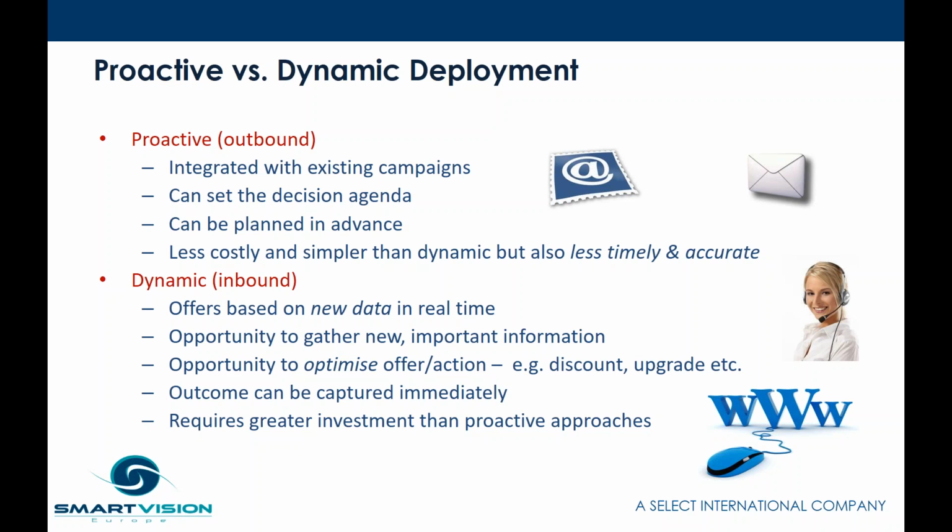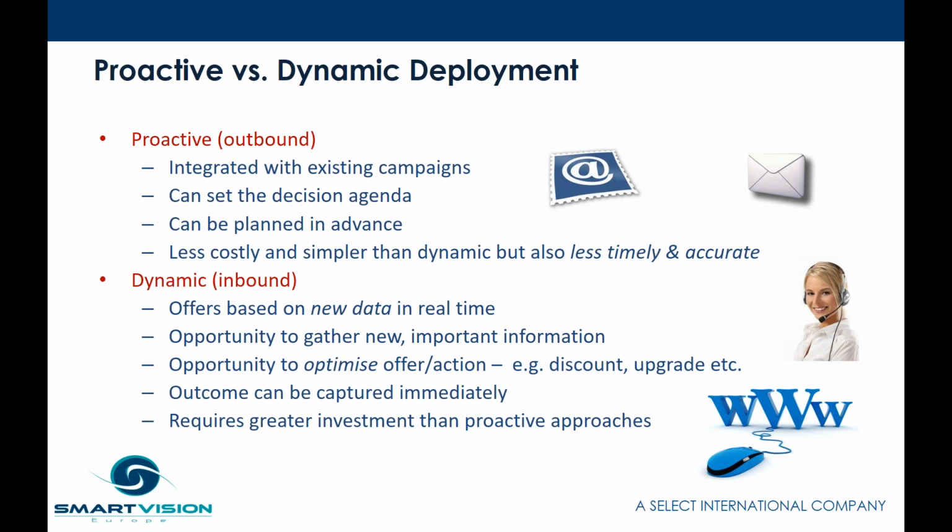If we don't know their date of birth, or where they live, for example, we can actually ask for that information. And we have the opportunity there to optimize the offer or action. So we can say, well, there are lots of different actions we can take at this point, but given the conversation and the interaction we're having with the customer, we can optimize that offer or action. And the outcome can be captured immediately, because they can say, yes, I accept that, or no, I'm not interested. So we know what the result is immediately.